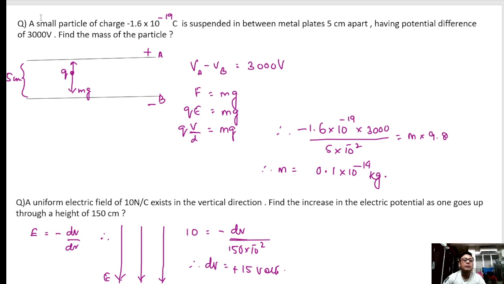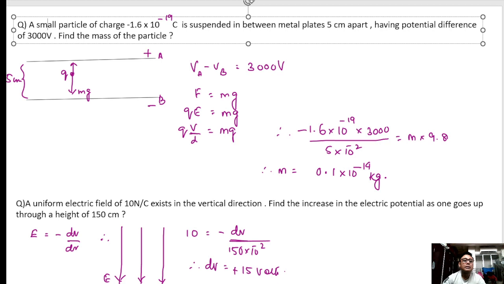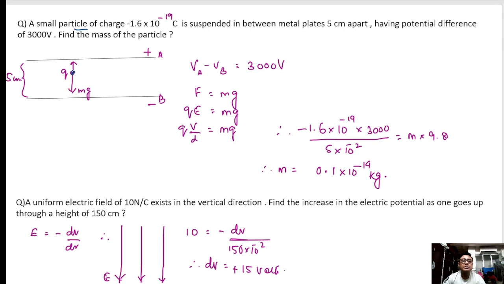Next, a small particle, this is the particle which is held between two plates. The charge is negative, so it will get attracted to the upper plate if it is positive. Then only it can remain suspended at one place. That means the force of attraction on the charge due to the positive plate up and the weight acting down should be equal. The potential difference that is given is 300 volt.